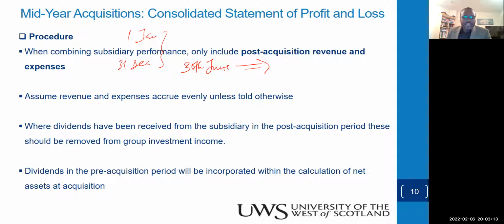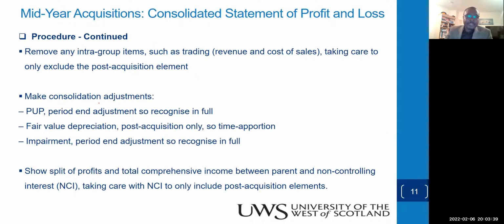Where dividends have been received from the subsidiary in the post-acquisition period, we must remove them from the group investment income. The same story we've had in the previous section. Dividends in the pre-acquisition period will actually be incorporated in the net assets at acquisition. Any dividend that we might have benefited from as a parent will be incorporated when we are calculating the net assets at acquisition. All right, let's move on.